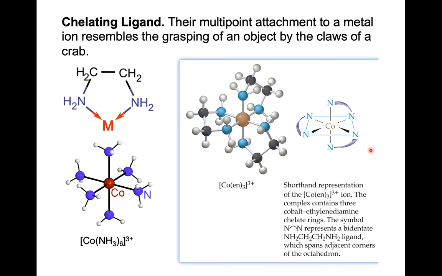So chelating ligands. Here is the cobalt center with 6 ammonias around it. Well, using the power of organic chemistry again, we can link each pair of these together, and with the ethylene diamine ligand, then we have this complex instead. So rather than having 6 ammonias, this has 3 ethylene diamines, with each ethylene diamine having 2 lone pairs of electrons that it can donate in.